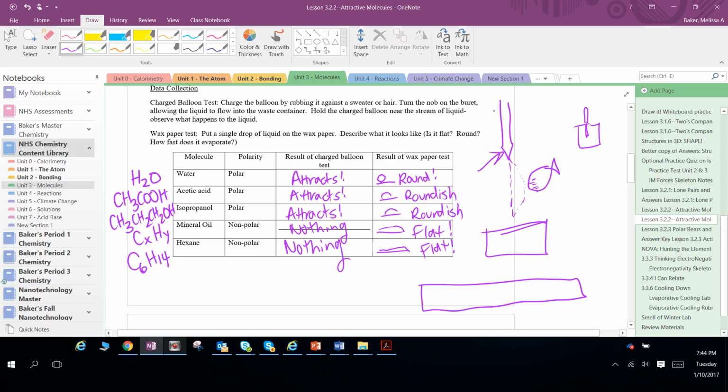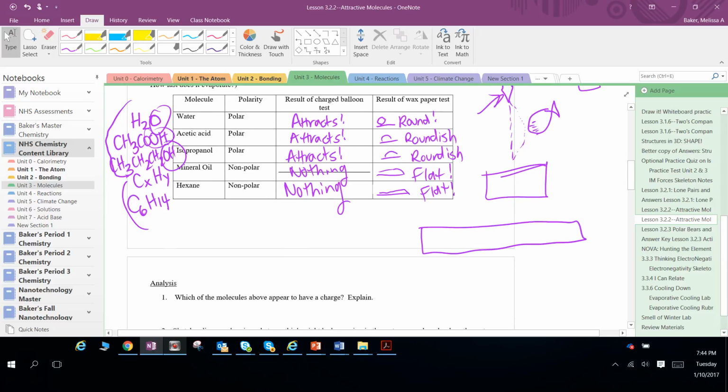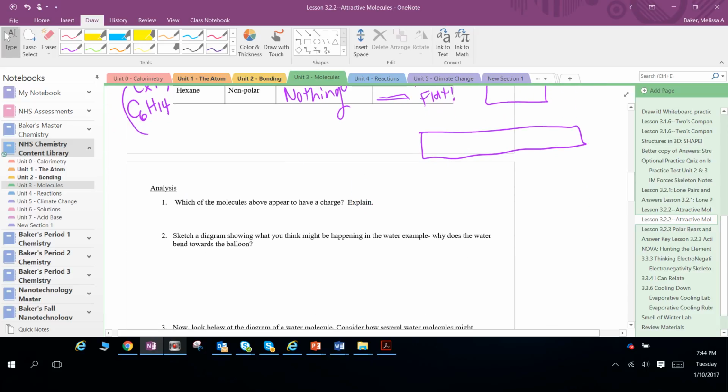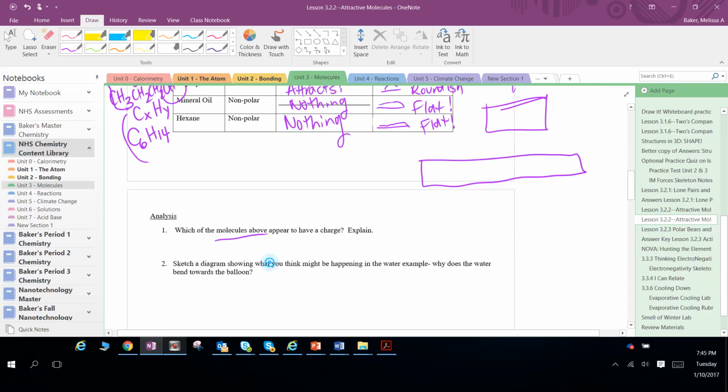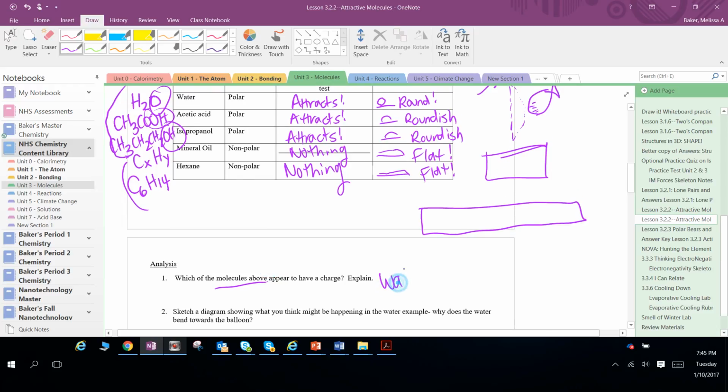So now, looking back to these molecules, what did these all have that these two don't? And the answer is they all have oxygen. And we're going to talk about why that makes a difference. So which of these molecules appear to have a charge? The top 3, the ones that were attracted and the ones that were roundish. So water, acetic acid, and isopropanol.